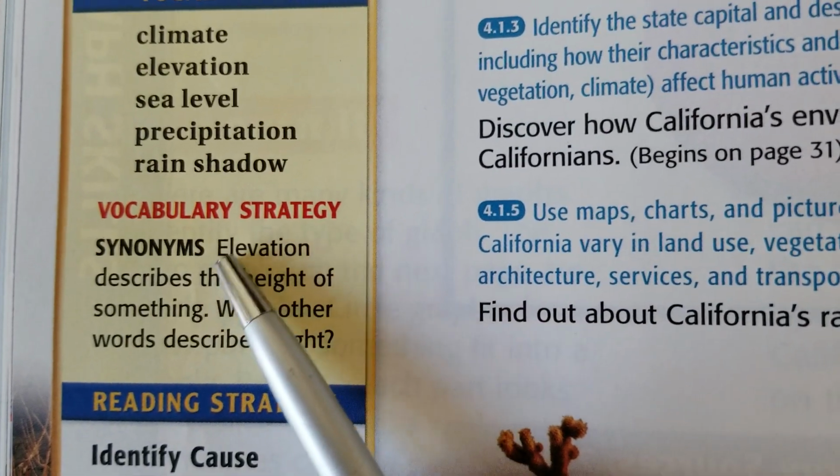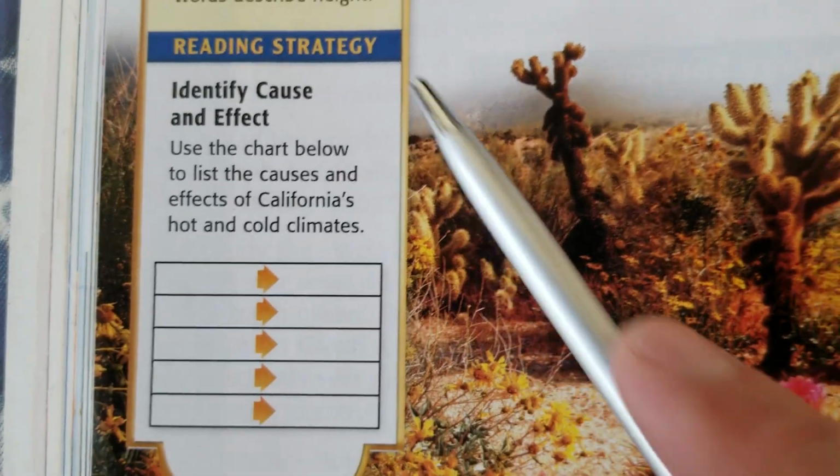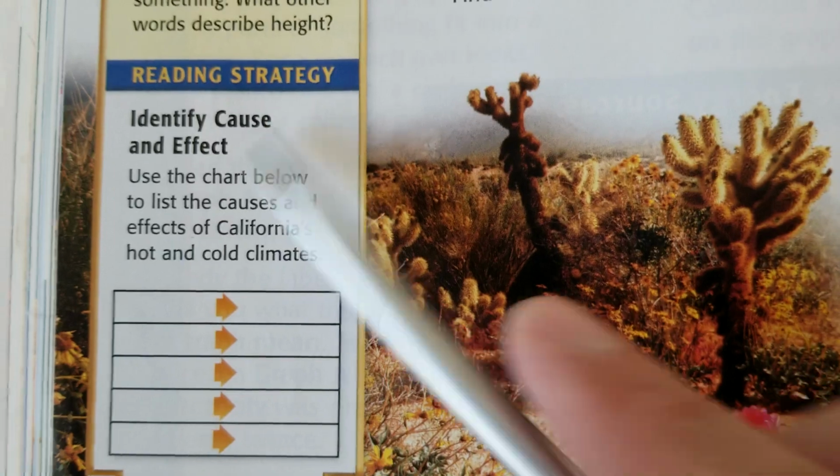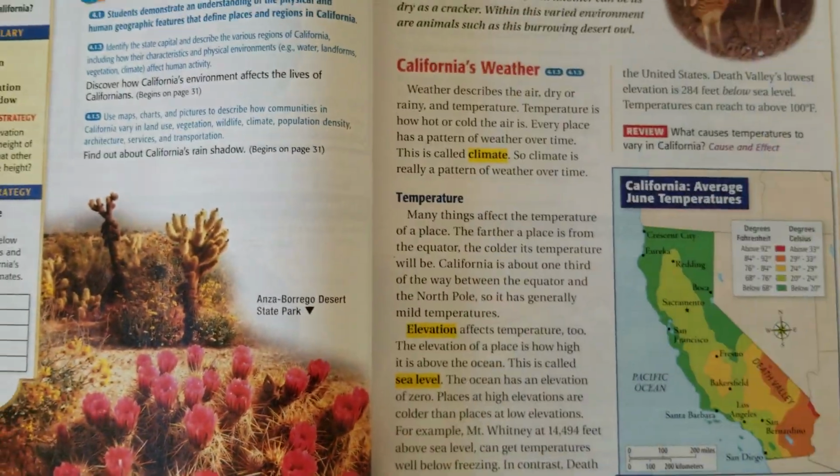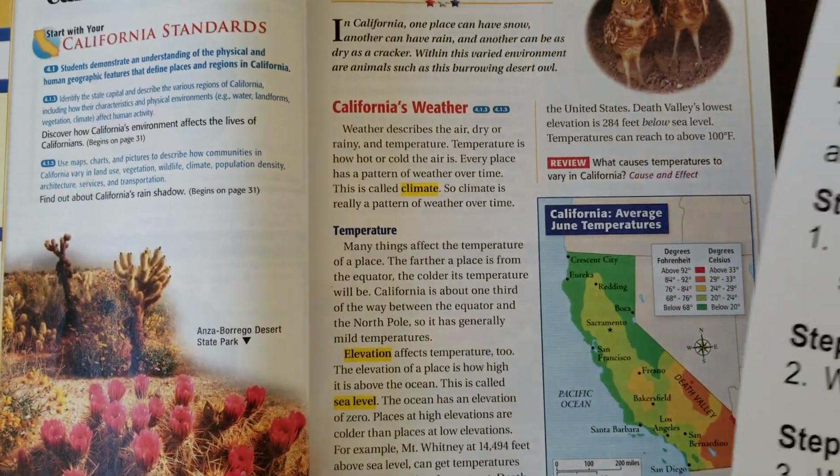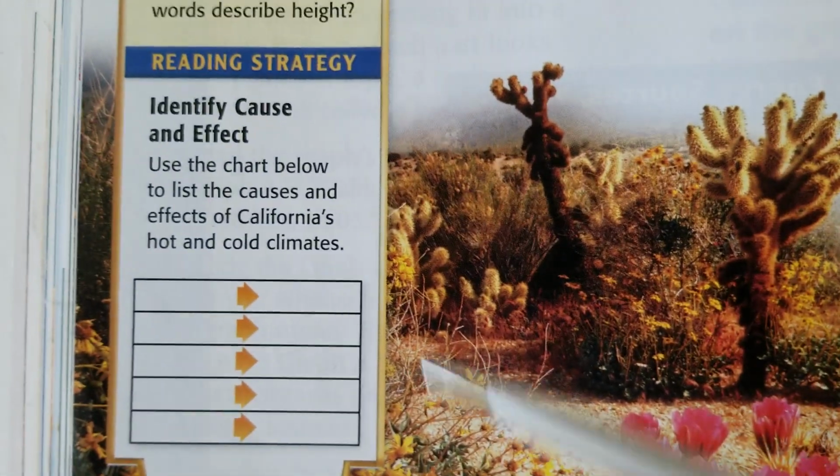Vocab strategy: synonyms, words that mean the same. And then here's the reading strategy. They're going with identify cause and effect. History books: this happens, then that happens, this happens, and next. Okay? Cause and effect 24/7.